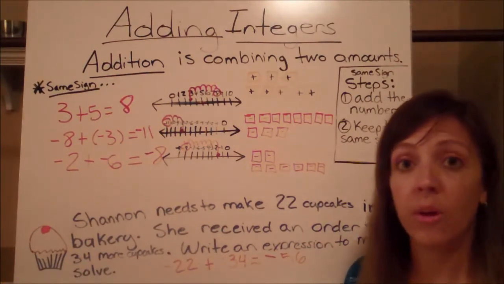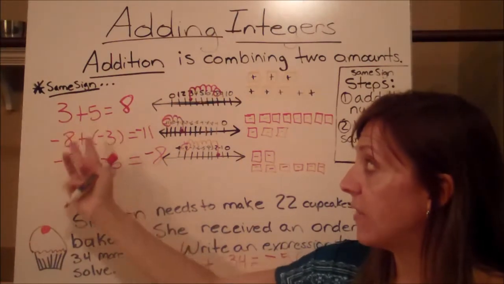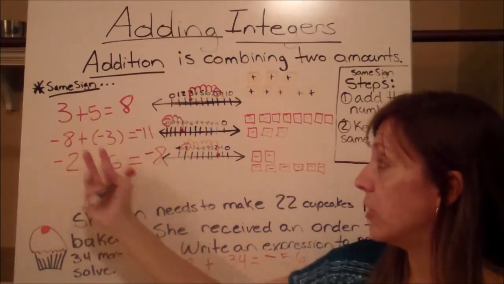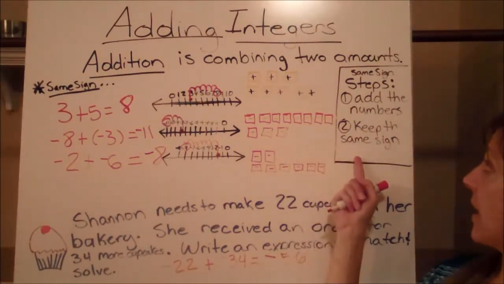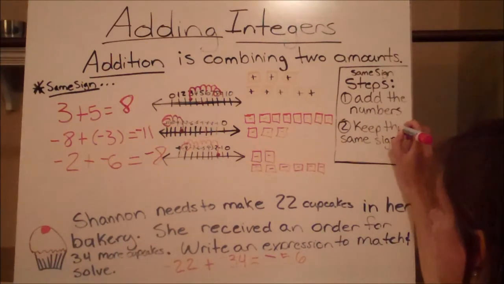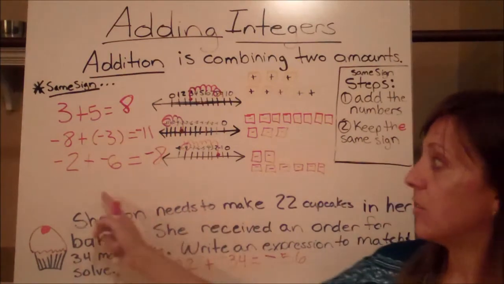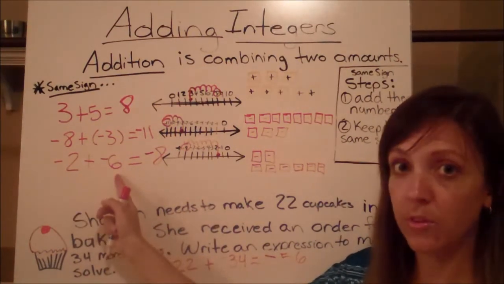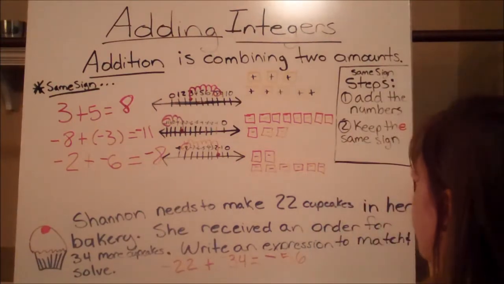Okay, so the steps that we followed when adding integers that have the same sign, either 2 positives or 2 negatives, is first, we just simply added the numbers. And second, we keep the sign. We keep the same sign. So we added the 2 numbers, 6 plus 2 is 8, and we just kept the same sign, negative in that case.